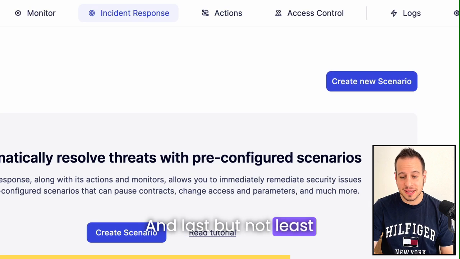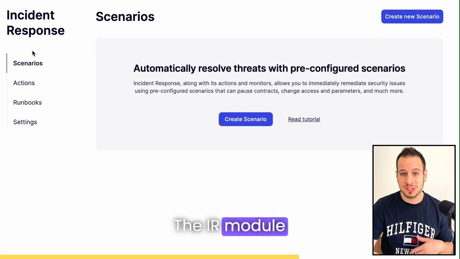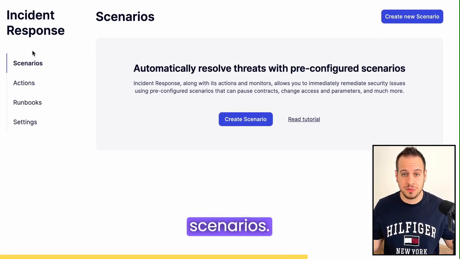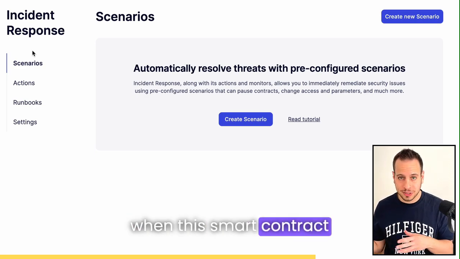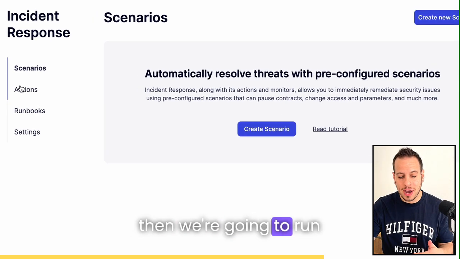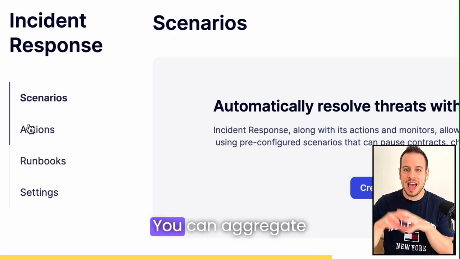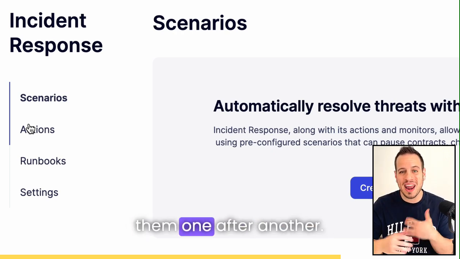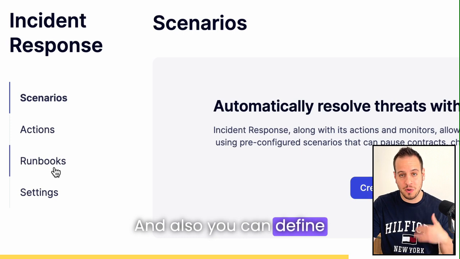And last but not least is the incident response. The incident response allows you to define scenarios. For instance, when this smart contract is being attacked, then we're gonna run this group of actions. You can aggregate actions together and run them one after another. And also you can define runbooks.